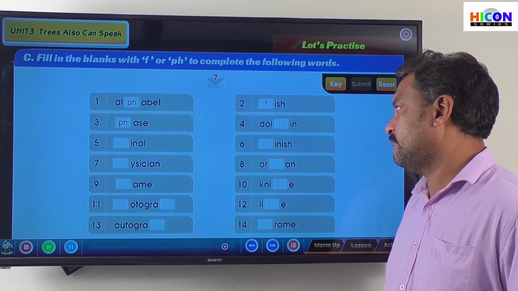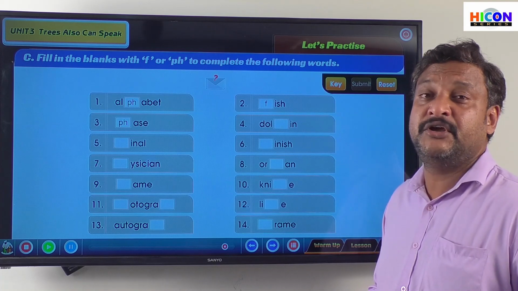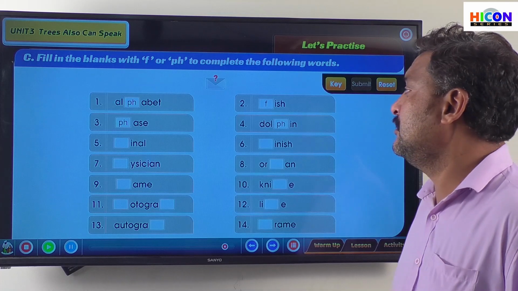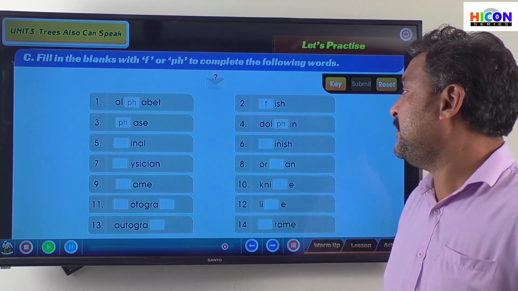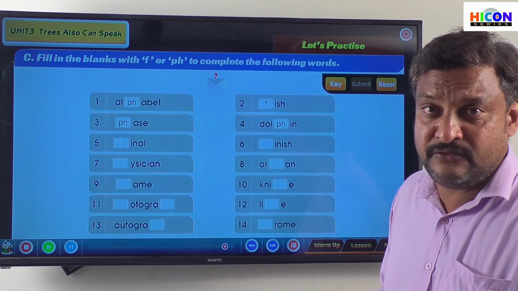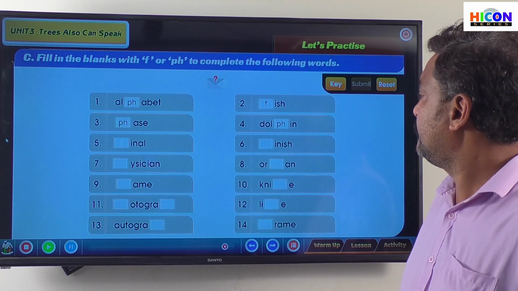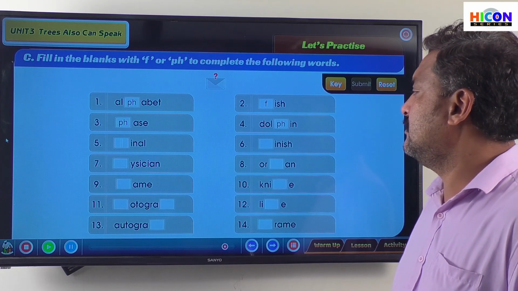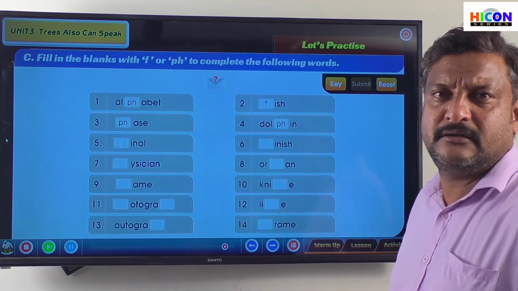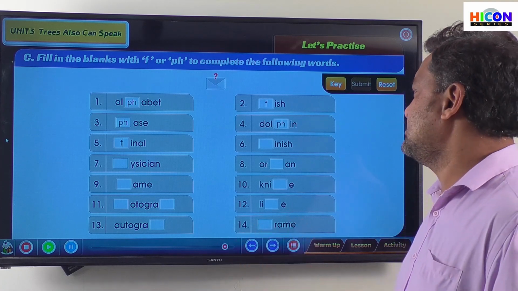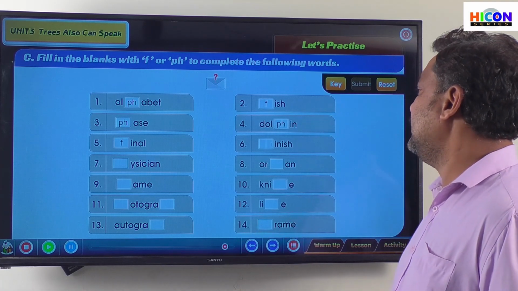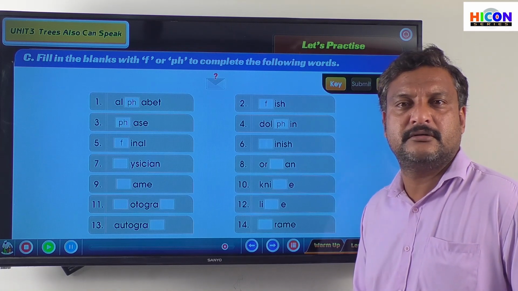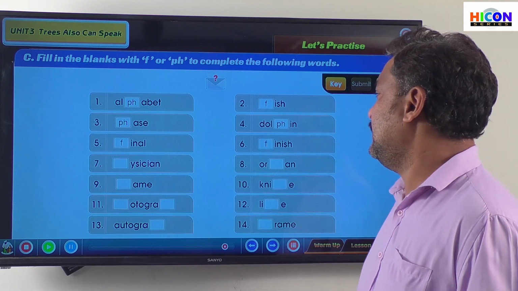Now the fourth one, D-O-L-I-N. Dolphin. D-O-L-P-H-I-N. What is the spelling of dolphin? D-O-L-P-H-I-N. Dolphin. Right? Dash I-N-A-L. Final. F-I-N-A-L. Final. Simple. Dash I-N-I-S-H. Finish. F-I-N-I-S-H.